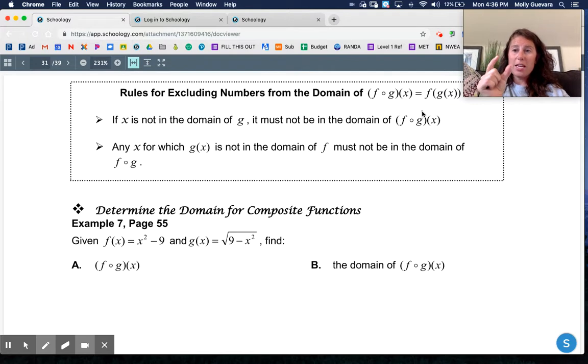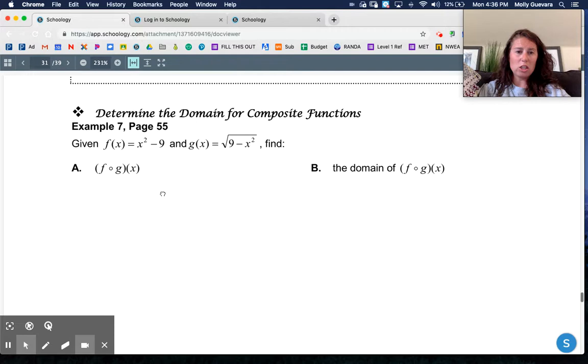Then any numbers that work for g but don't also work for f are also not in the domain. So you have to find both, right? You have to find g first, and then any numbers that do work in g but don't work in f, you also have to take out. So I think it's easier if we just look here.